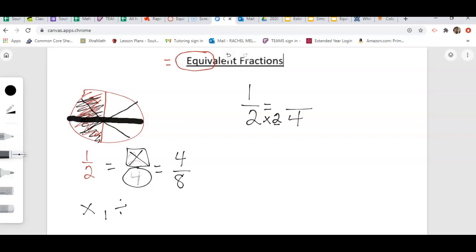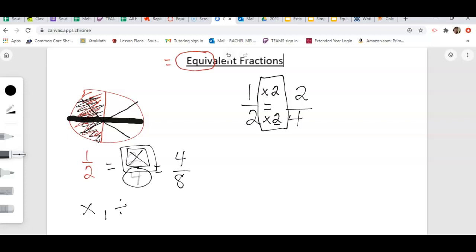Okay, what I do to the bottom, I must do to the top, because I'm not changing value, I'm changing the name. So whatever I multiply by has to be the same on the top and the bottom. Whatever I divide by has to be the same on the top and the bottom, because I need the values to stay the same. So 1 times 2 is 2, and there's our 2/4.